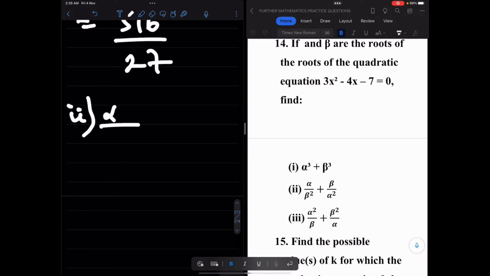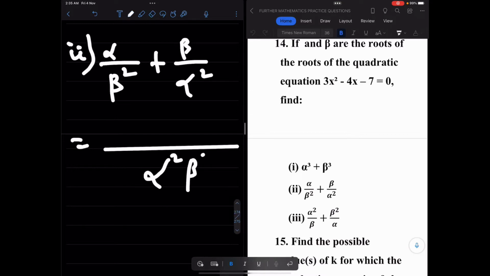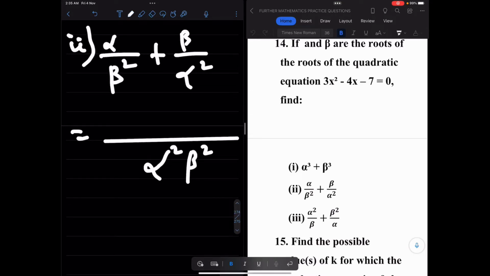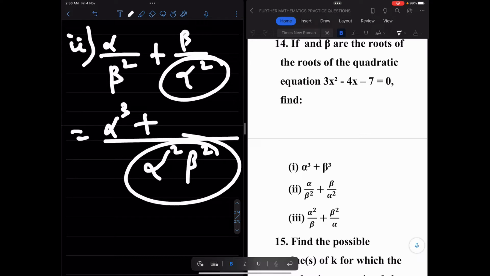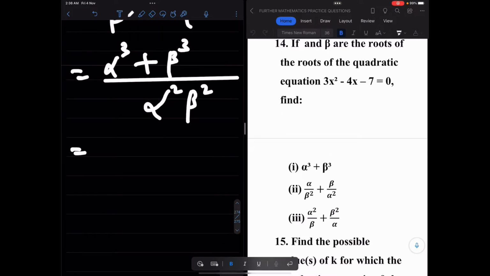Find the value of alpha over beta squared plus beta over alpha squared. The LCM is alpha squared beta squared, and the numerator will become alpha squared beta squared divided by beta squared, which is alpha squared, times alpha, that's alpha cubed, plus alpha squared beta squared divided by alpha squared, which is beta squared, times beta, which is beta cubed. That's what we're going to get when we add the two fractions.